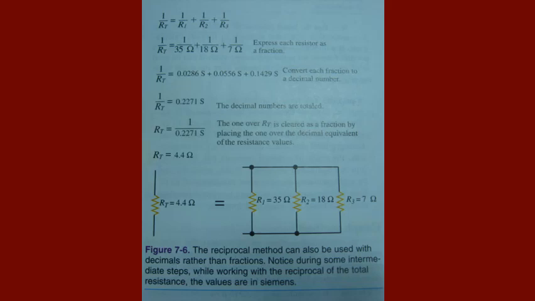The three resistor values total to 0.2271. The combined total of the three individual resistances is the reciprocal of the total resistance value of the circuit. The total resistance is equal to 1 divided by 0.2271, or 4.4.